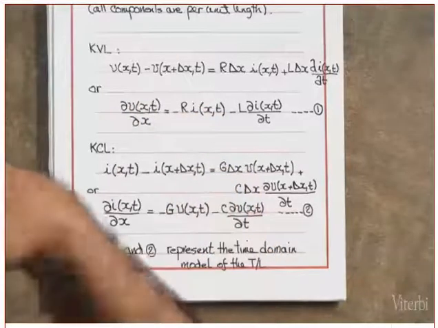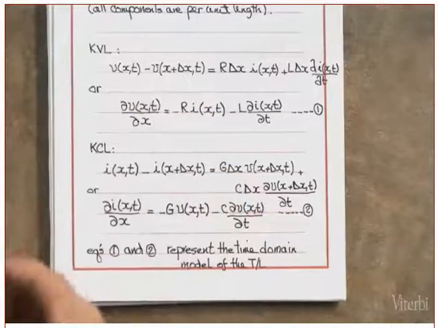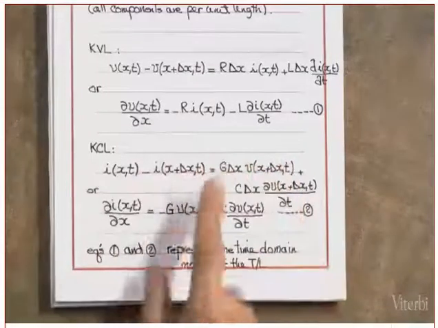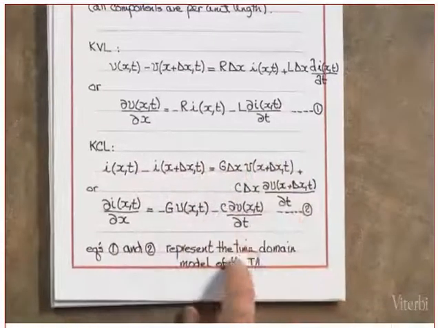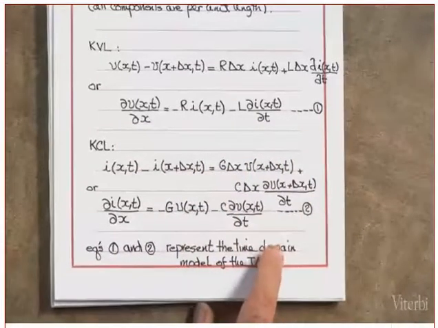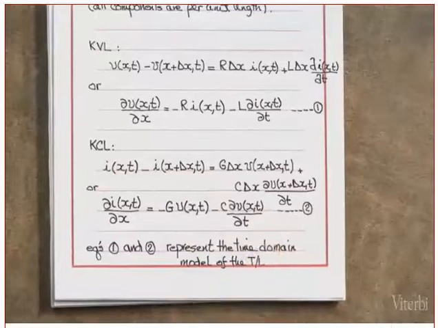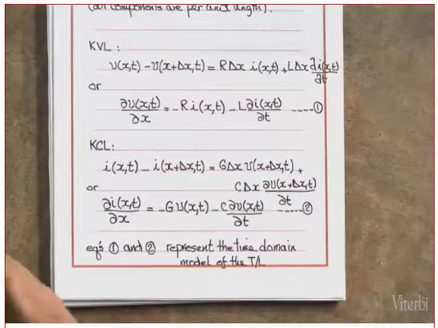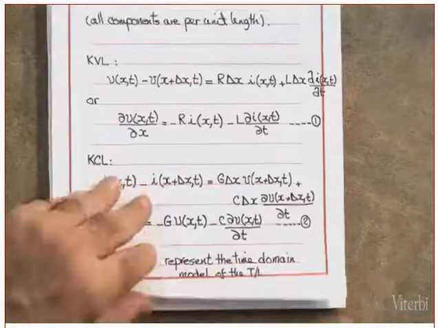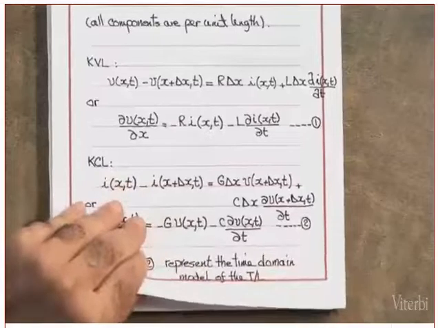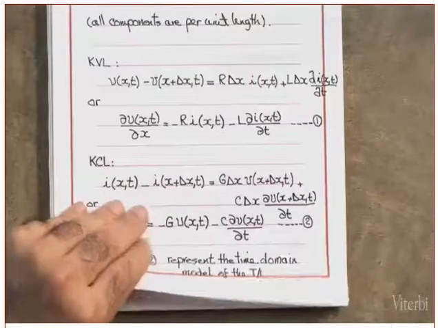Because this is where it's going to start getting me the rest of the equation. Clear? Okay. Both of these equations, equation 1 and equation 2, represent what? The time domain analysis. Yes? If I take the phasor analysis, I end up with the equations in terms of what? In the frequency domain. Yes?